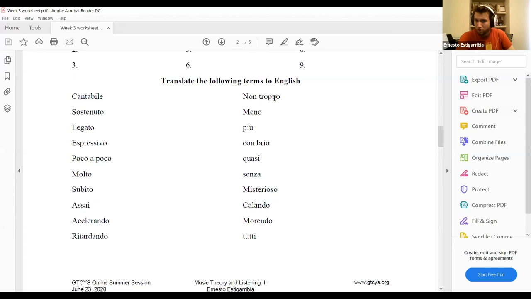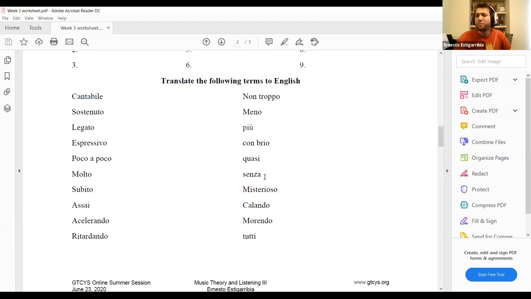Meno, we discussed. You can go back to the slides for that. Più, with it. Con brio just means with vigor. And there are very famous symphonies that start with con brio. Beethoven used this a lot, and you see his music has a lot of vigor. So con brio. Oh, quasi. This is a word in Latin that we use a lot when we talk in English. Quasi means almost.